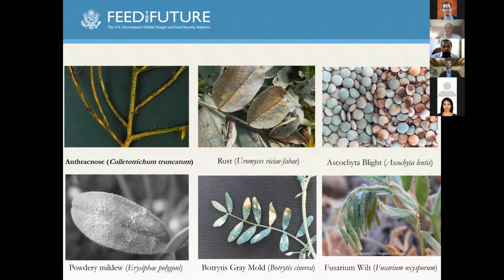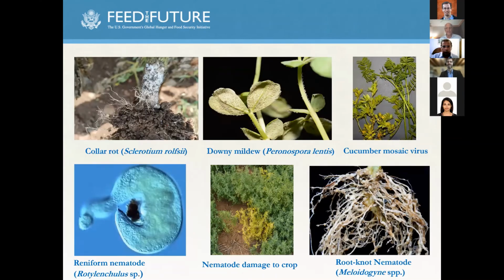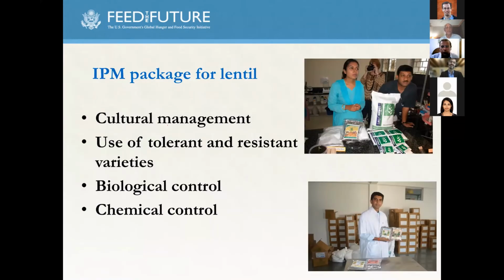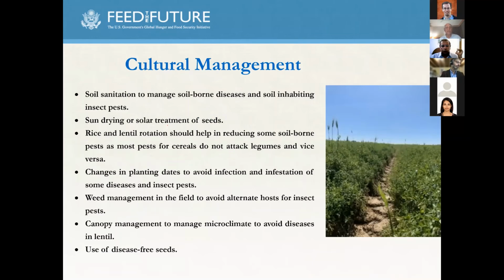So these are some slides of the diseases. Here at the bottom, I show the nematodes, one is the reniform nematode, another one is the root knot nematode. Then coming to the IPM, these are different control methods available. We have to look into them and see how we can combine them and come up with the integrated pest management package for lentil. Well, cultural management, these are different techniques that are available for managing some pests and diseases.